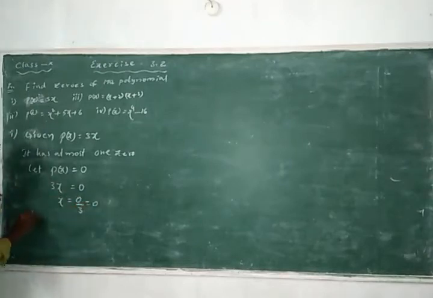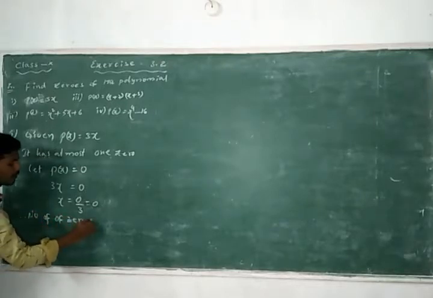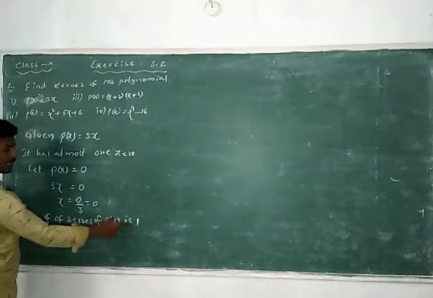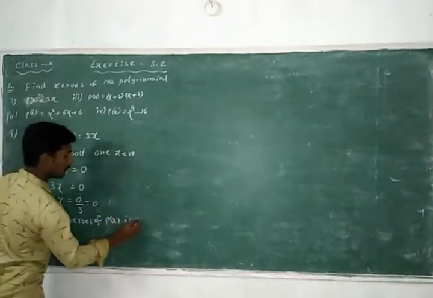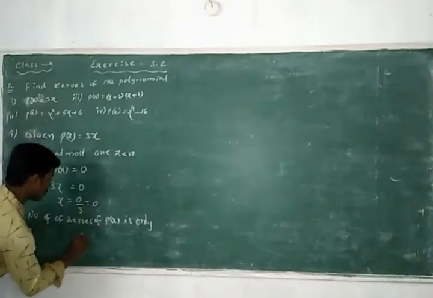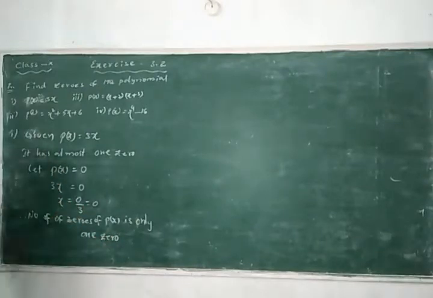So therefore, the number of zeros of p of x is 1. How many zeros? Only 1 zero. Next we take the next question.